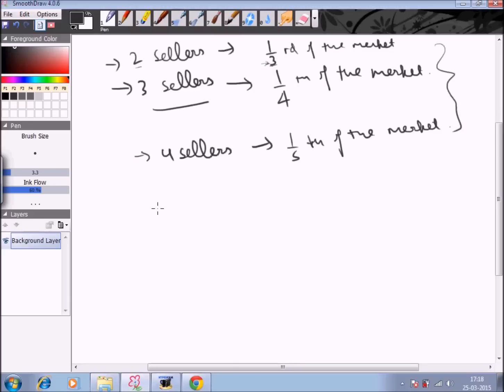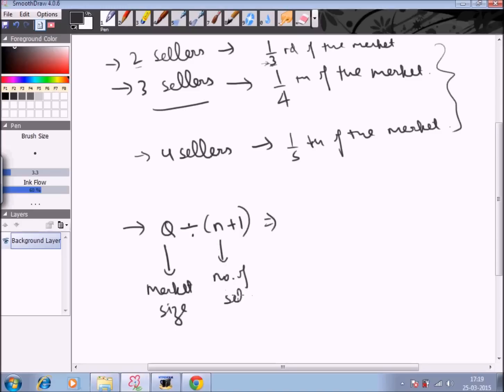So we can very easily derive the formula to determine the market supplied under oligopoly under Cournot's model. It is equal to Q divided by N plus 1, where Q is equal to the market size and N is equal to the number of sellers. Suppose Q will always be equal to 1. If the number of sellers is equal to 5, then the market supplied by each seller under this model would be 1 divided by 1 plus 5, that is 1 divided by 6.